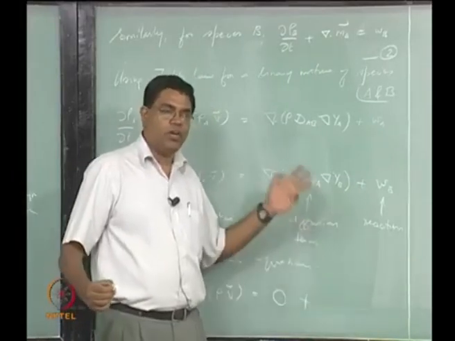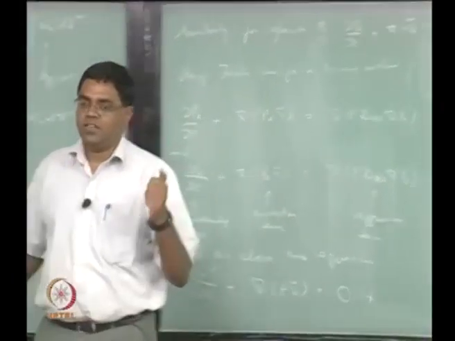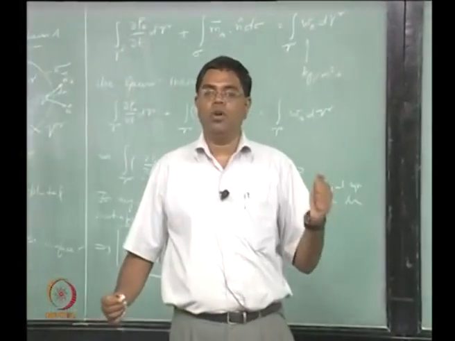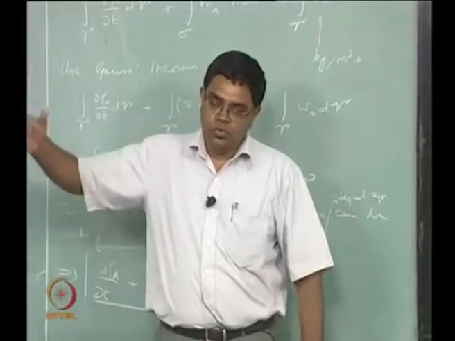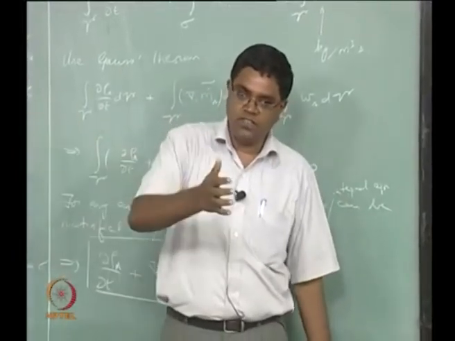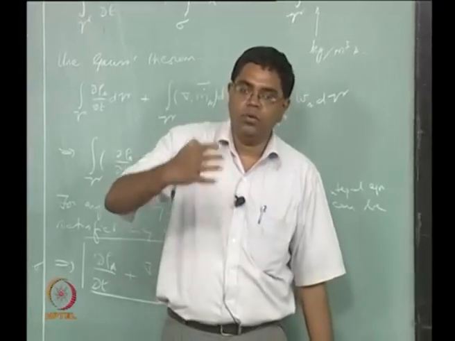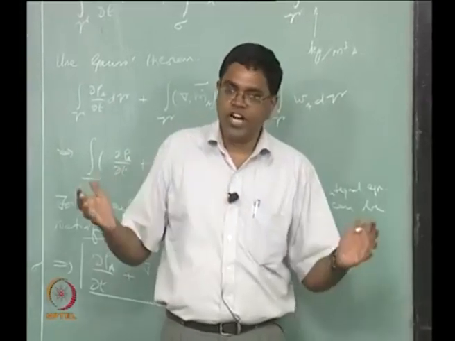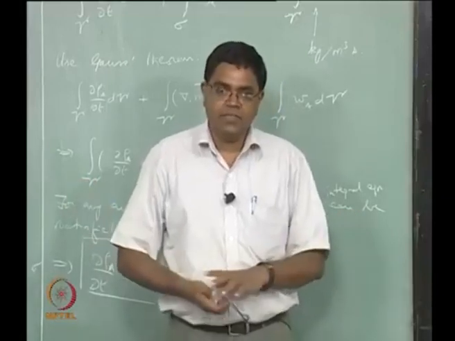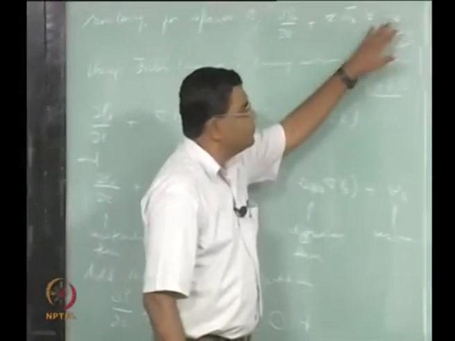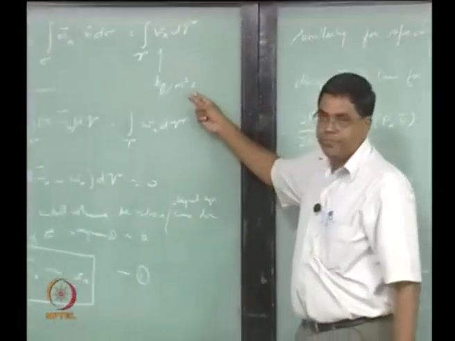If you were to look at omega I, that's the number of moles of species I produced per unit volume per unit time. And if you sum over all the species, you might find that there is a net mole production in this reaction that we are looking at. But here we are looking at W, which is the mass produced per unit volume per unit time.